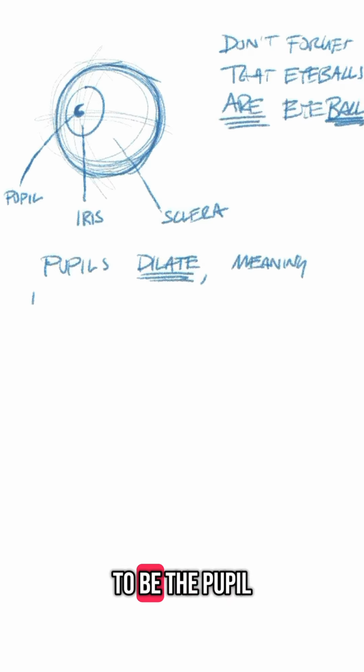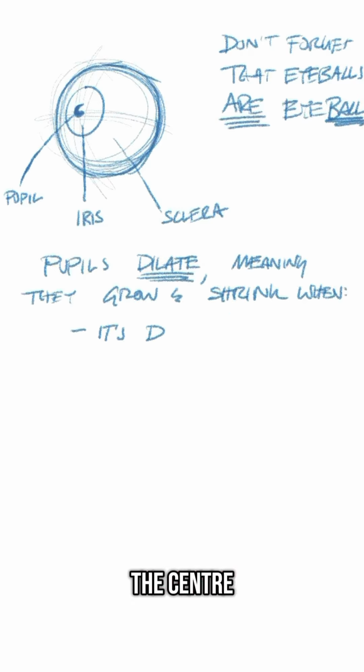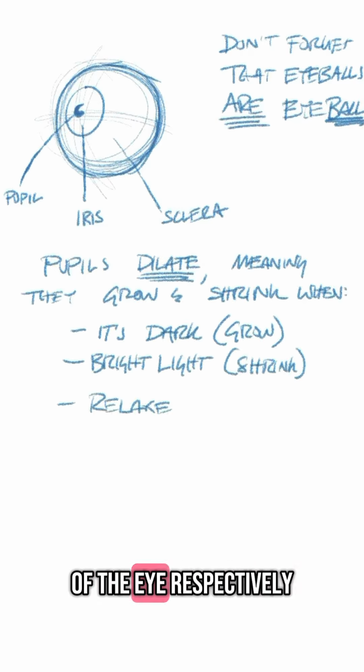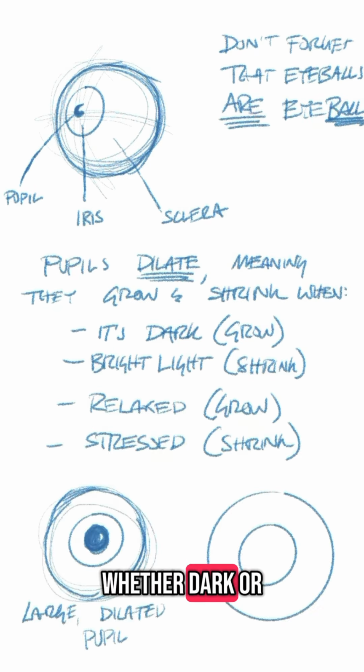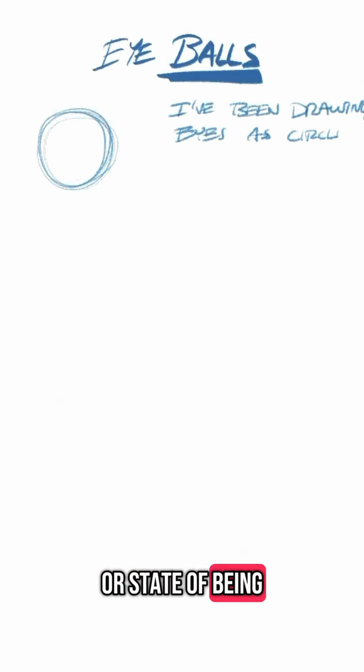The parts of it are going to be the pupil, the iris, and the sclera, being the center, the colorful part, and the white of the eye, respectively. Pupils will dilate based off of a number of factors, whether dark or bright light, whether relaxed or stressed, so the pupil can be very expressive of emotion or state of being.